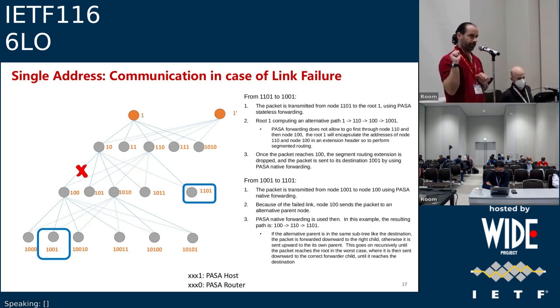110. When the packet is there, 110 checks the destination address and says, oh, it's 1101. So it's one of my children, and I can send to it directly. I don't need to go up to the root and down every time. Just use normal PASA forwarding, which I think is a nice feature for this kind of solution.